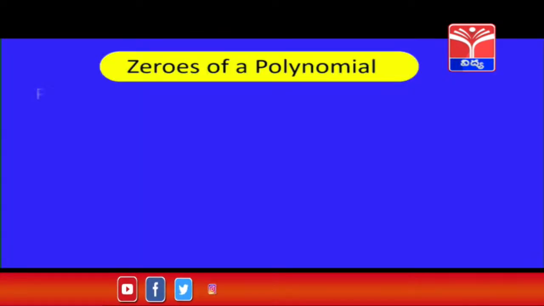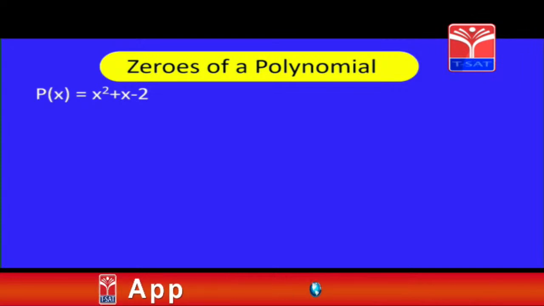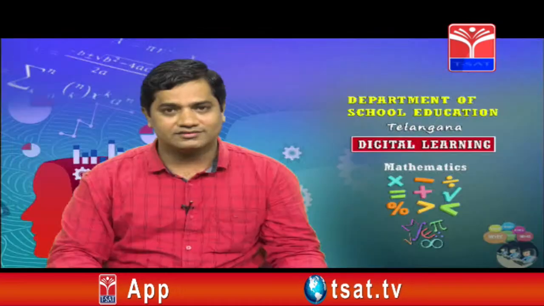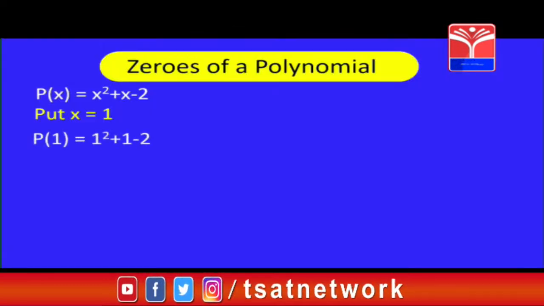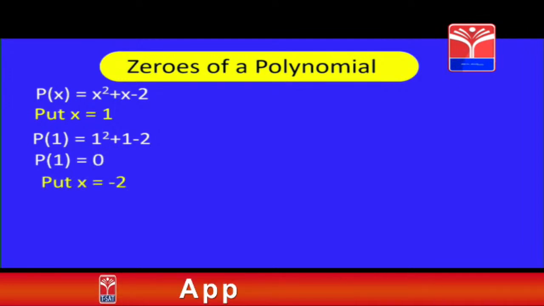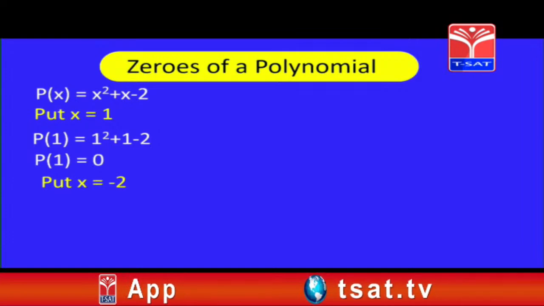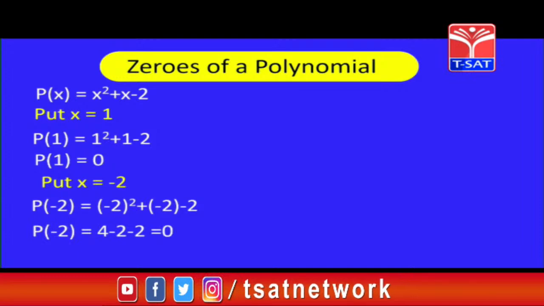Now, let us consider one polynomial p of x is equal to x square plus x minus 2. As we learnt earlier, how did we find the value of a polynomial? Now, substitute x is equal to 1. What will be the answer here? Yeah, this is 0. Now, try to substitute x is equal to minus 2 here. Then what will be the answer here? Minus 2 whole square plus of minus 2 minus 2. Hence, the answer becomes 0.